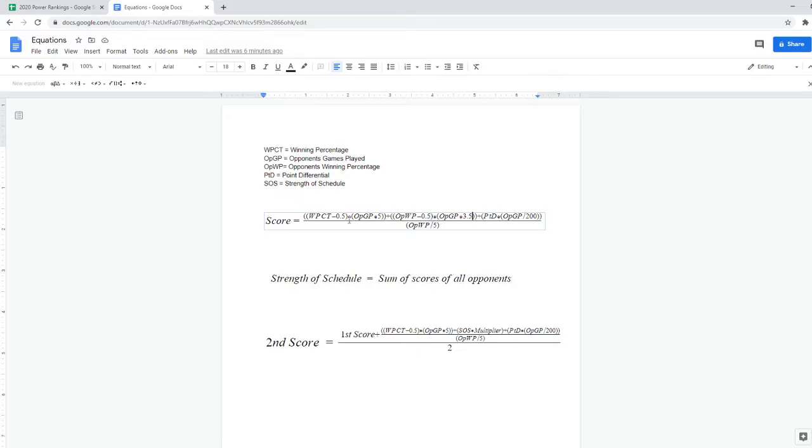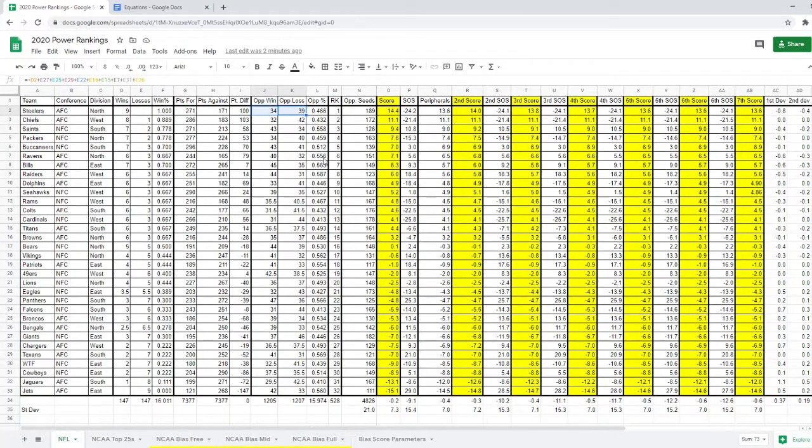So next up, we have this chunk right here, and that would be opponents' winning percentage minus 0.5. Now, we will talk about opponents' winning percentage right now, actually. The way that opponents' winning percentage works is that I take every team that you've played against, and I add up all of their wins. But then what I do is I subtract the amount of losses you've had.